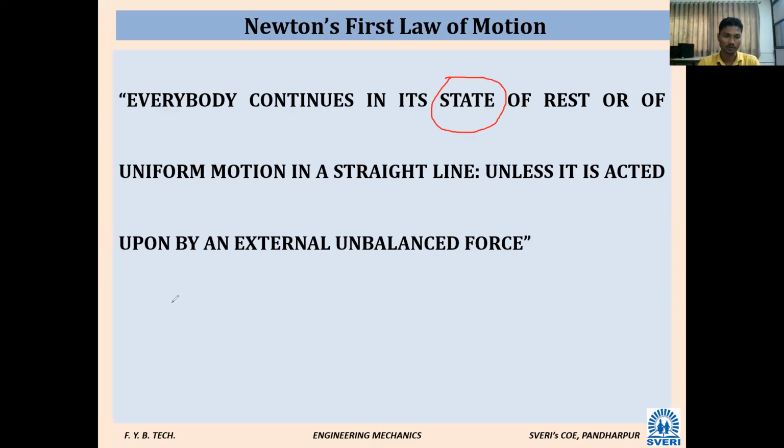So what is this property called? If you don't apply an unbalanced force to an object which is initially at rest, then that object will never change its position. Okay, correct. You have explained it correctly, but what is this property of the object called?